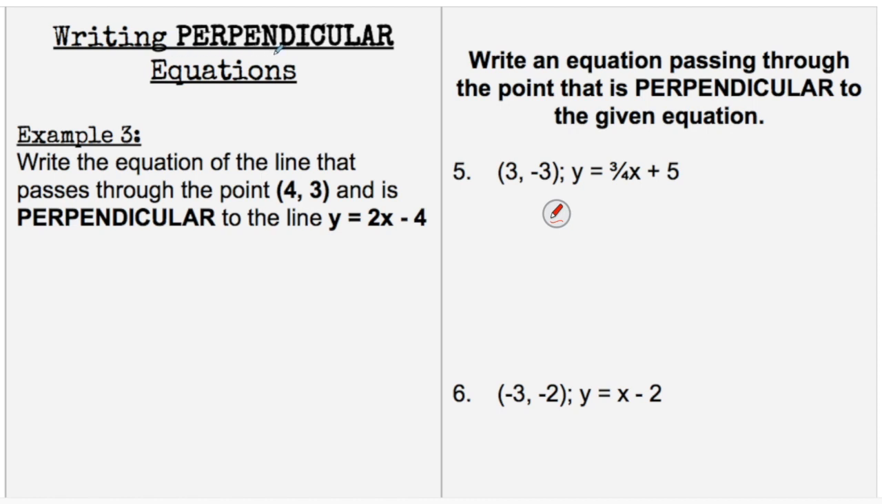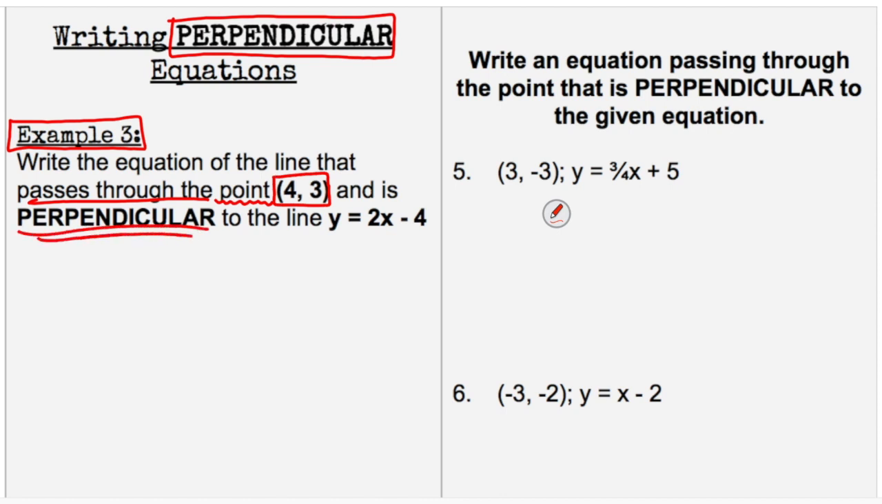Everybody, let's start our perpendicular equation notes. We're going to start with example number 3. This should be the inside of your foldable. We're going to go ahead and underline some of the important information. Just like our last one, we'll be passing through a point, and for this one that's (4, 3).